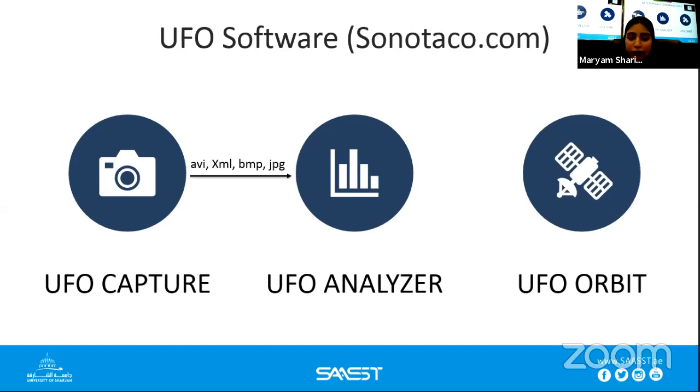We have an AVI file, which is a video, an XML, and 2 different image formats, the BMP and JPG. These files we use as input to the UFO Analyzer, which is the second software used. We use it to analyze these files to produce another file, an MCSV file, to input into the UFO Orbit, where we can get the finalized analysis results.